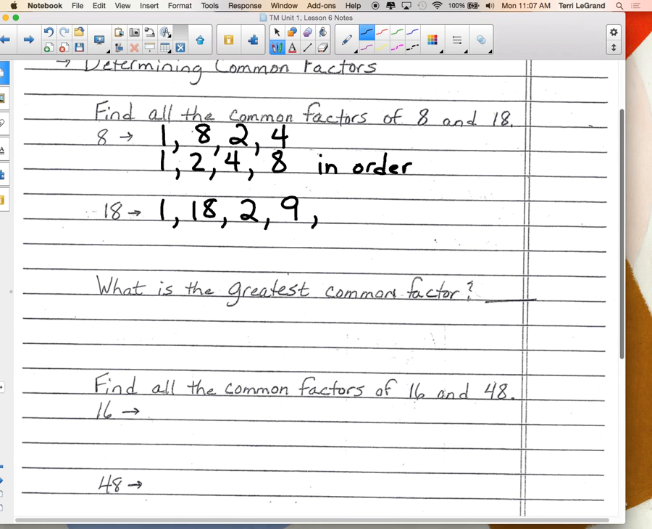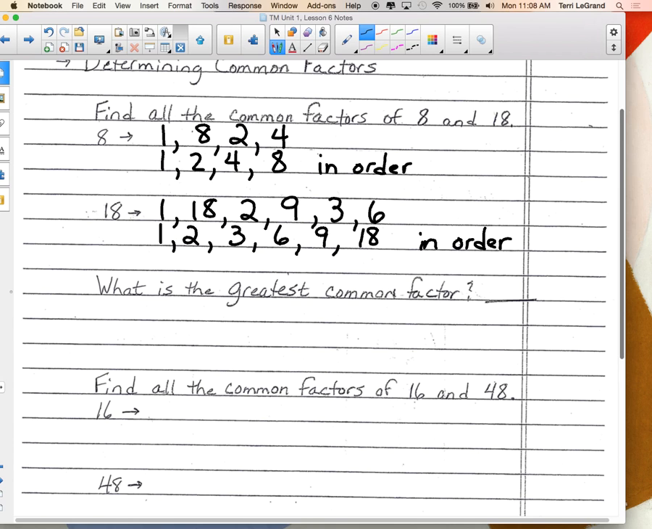Does 3 go into 18? 3, and it goes in there 6 times. Does 4 go into 18? No. Does 5 go into 18? No. 6, well, we already got 6, don't we? We get to quit. So now we'll put them in order: 1, followed by 2, followed by 3, followed by 6, followed by 9, followed by 18. In order. Because we are looking for the common factors.